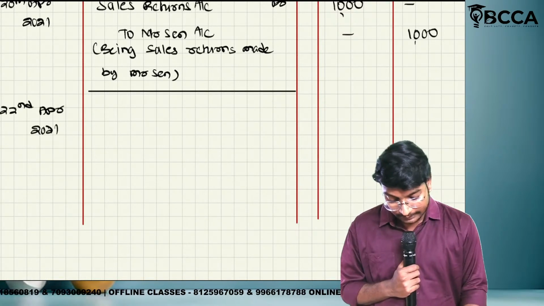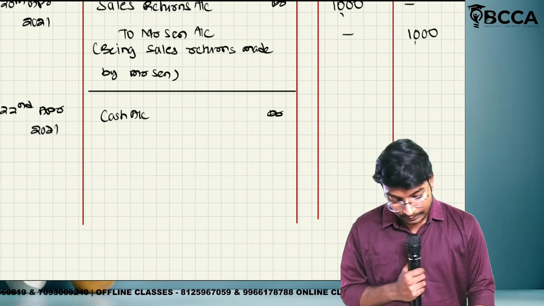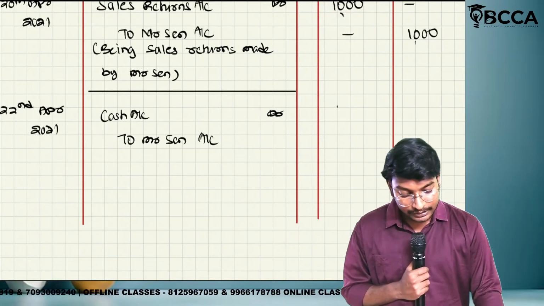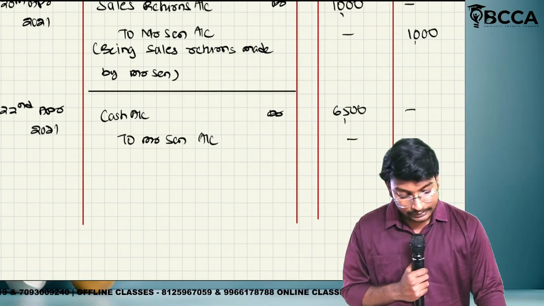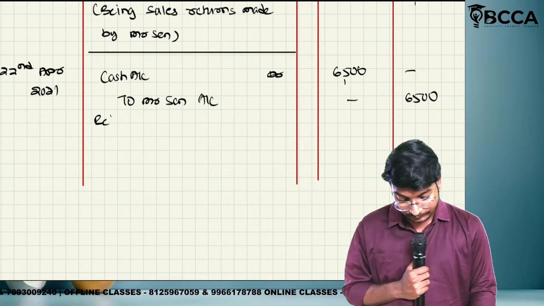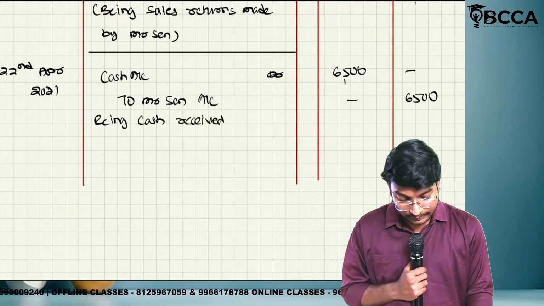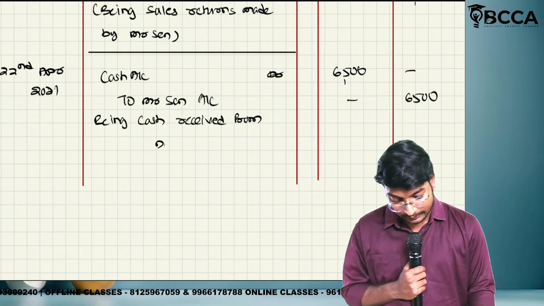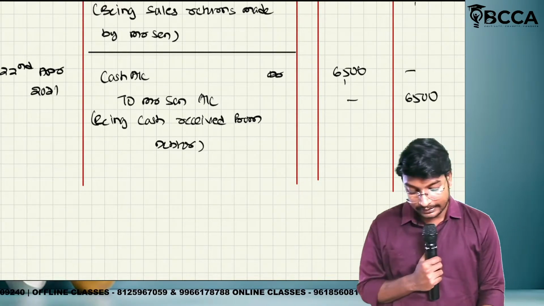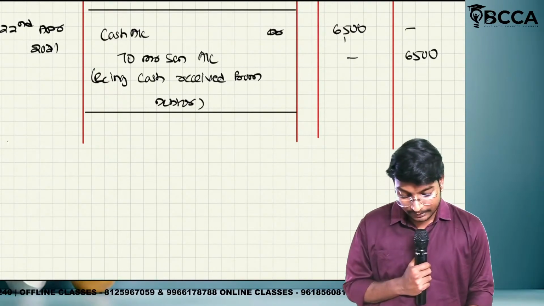So 22nd April 2021. What is the entry? Cash account debit to Mr. Sen account. How much amount have we received? 6,500. Being cash received from debtor, or we can write Mr. Sen, no problem.